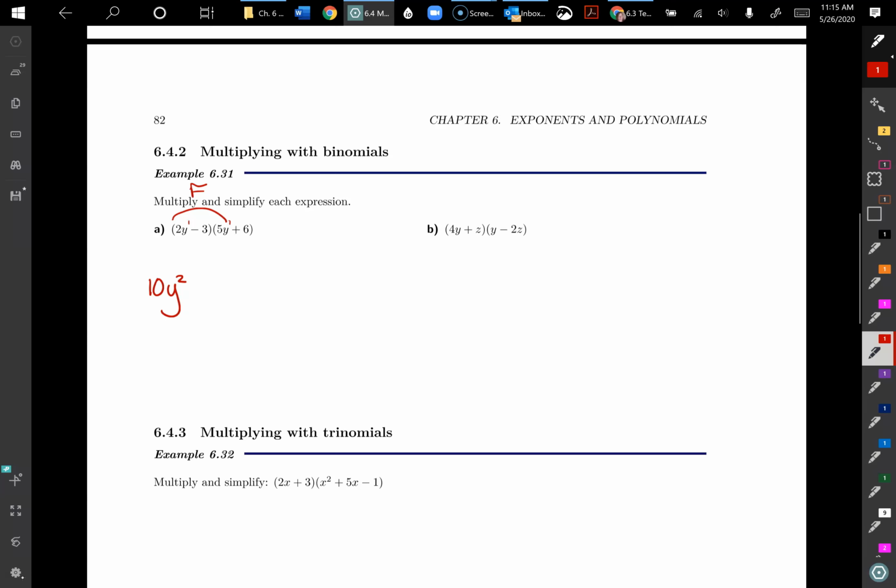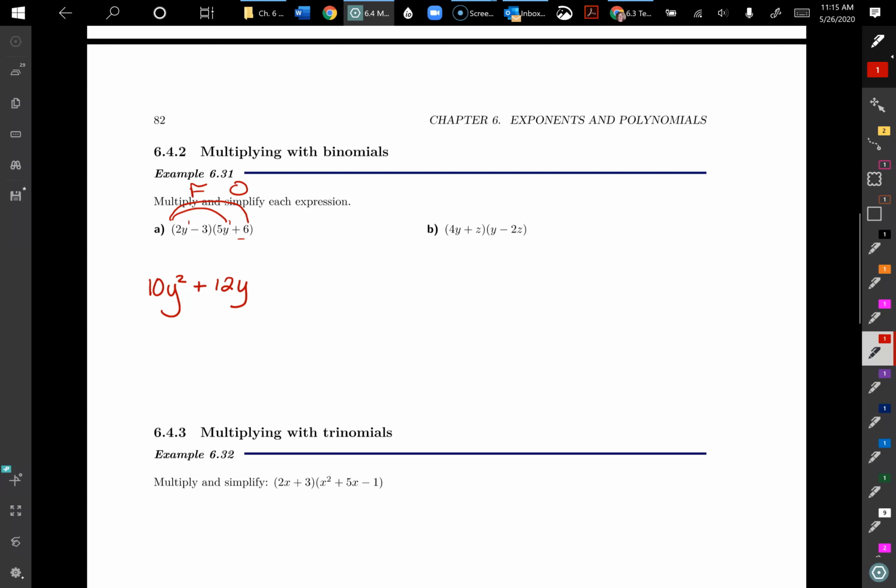Then I'm going to do my outsides, which is this. So I'm just going to now distribute this 2y to the second term in the binomial on the other binomial. So I would have 2y times 6, and it's positive, so watch your signs there, plus 12y.